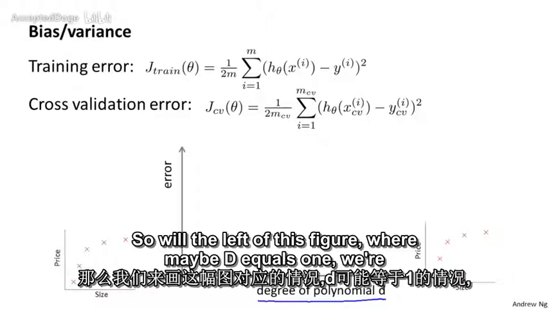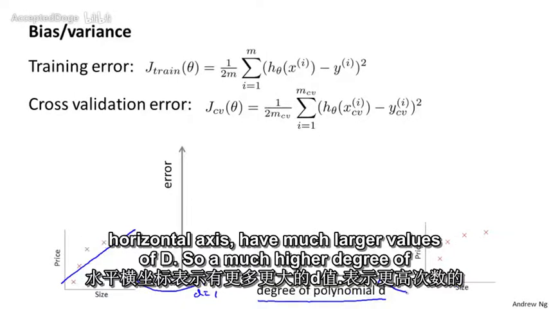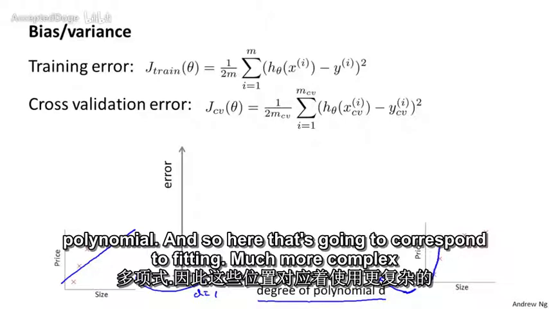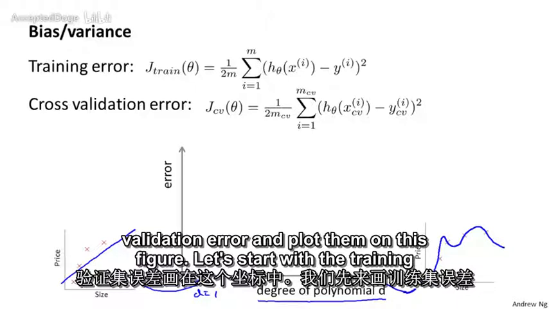So way on the left of this figure, where maybe d equals 1, I'm going to be fitting very simple functions, whereas way here on the right of the horizontal axis, I have much larger values of d, so I have a much higher degree polynomial, and so here that's going to correspond to fitting much more complex functions to your training set. Let's look at the training error and the cross-validation error and plot them on this figure.